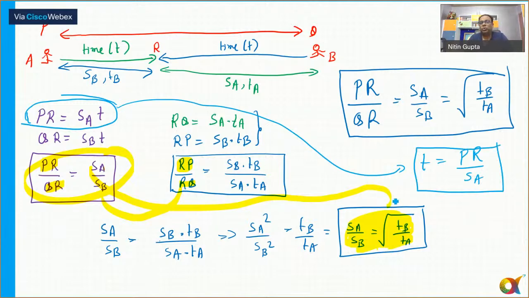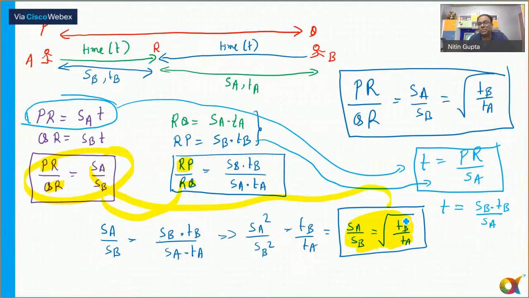Okay, T is equal to nothing but PR upon speed of A. And what is PR? I can calculate the value of PR. PR is equal to SB into TB. From this, substitute this value of PR in this equation. So T is equal to PR, and PR is given as SB into time taken by B, upon SA. Okay, that is given to us.